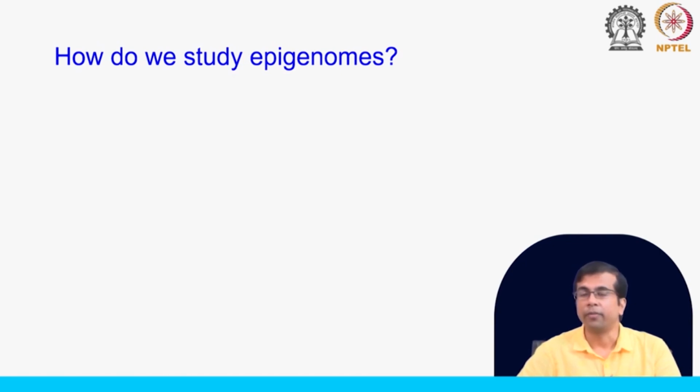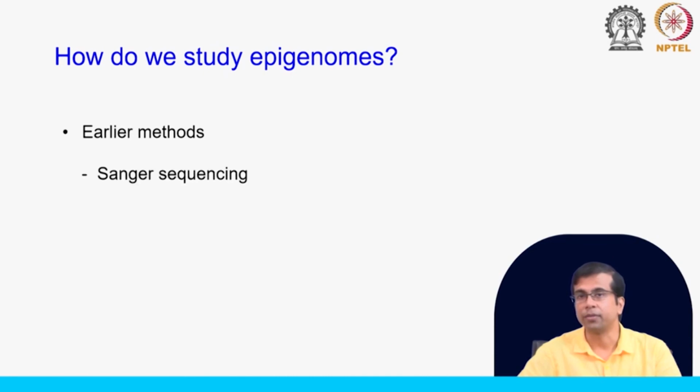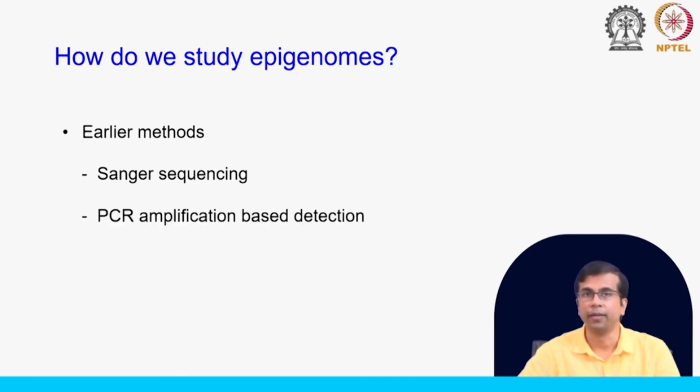Now we come to the part about how to study epigenomes. The why part, I think, is clear, and I hope I have convinced you that this is a very important area. So, the question now is how do you study epigenomes? Earlier methods, before NGS, relied mostly on Sanger sequencing. We will discuss these methods again in subsequent classes. Also PCR amplification based detection, and again we will see some examples as we discuss different techniques in the next class. Researchers also relied on restriction enzyme digestion.